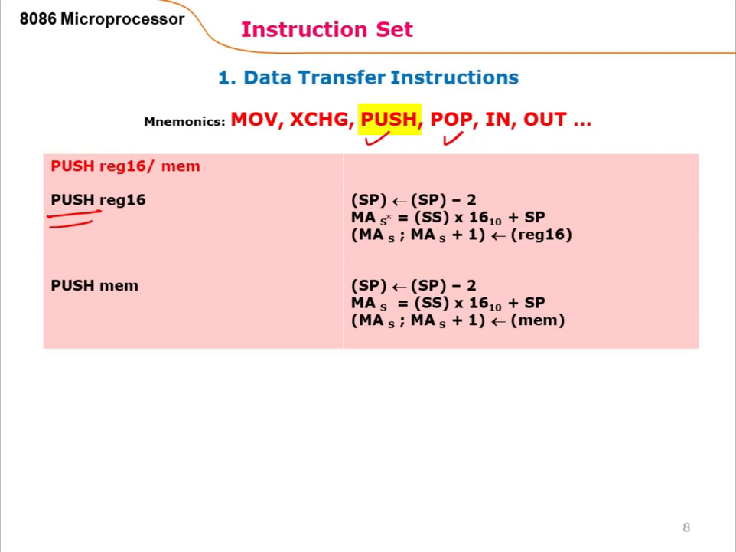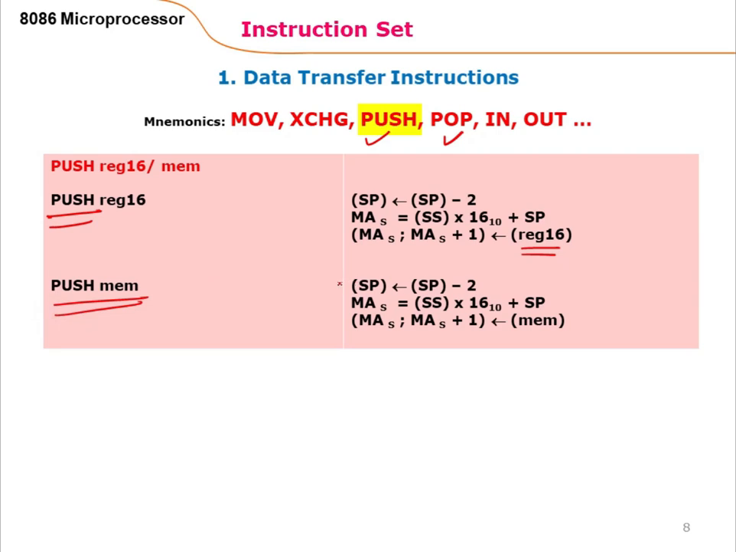Then the memory address of the stack is calculated with the help of the stack segment register and stack pointer register, and the contents of the chosen register are moved to the memory locations MA and MA plus 1. Similarly, the push memory instruction works.